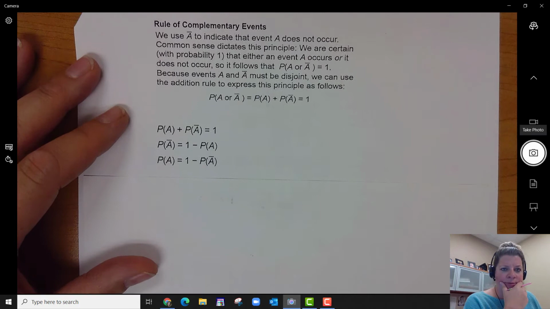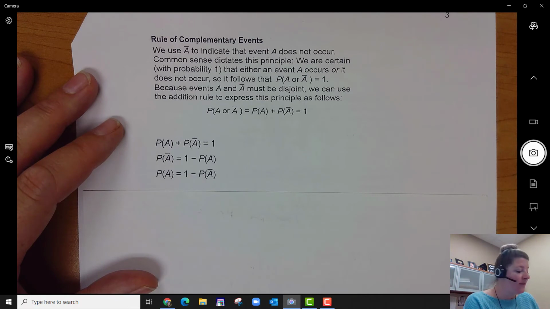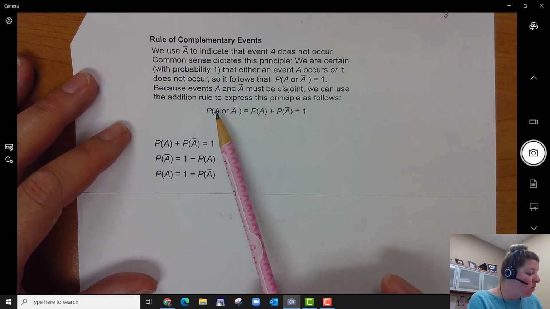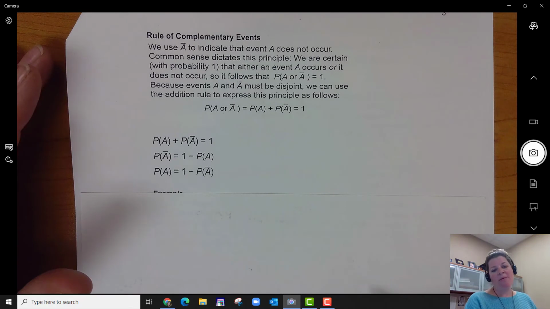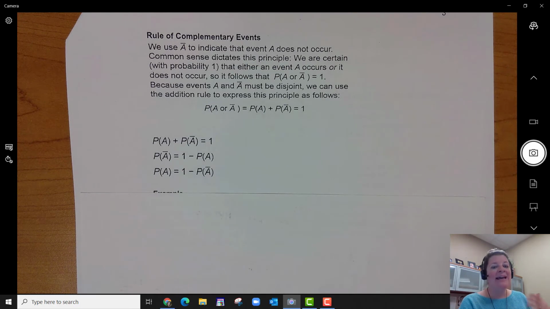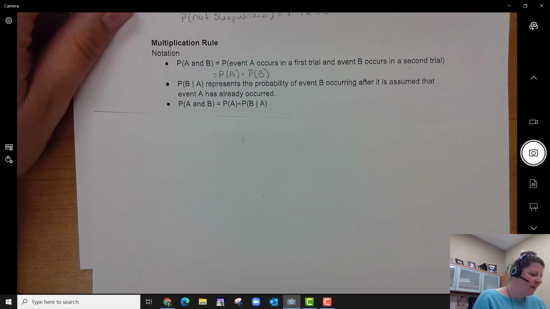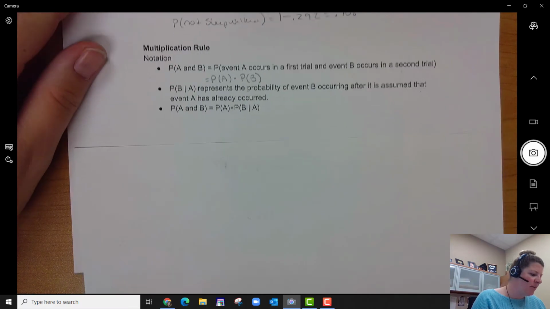Here we are, our rules of complementary events. So we have the probability of A or not A. We just have to remember they add to 1. Here's all the different possibilities for that. It's something we've already looked at. So the idea is, if the probability of an event is 25%, the probability of not the event is 75% because they add to 100% or 1. 100% and 1 are the same thing. Okay, I'm going to skip that example. You can try it if you want. It's just another not. We've already done one.